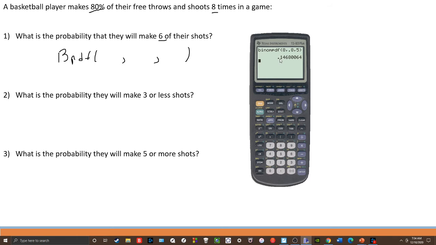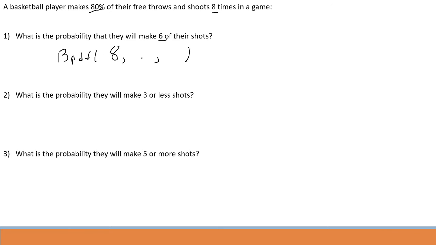So that tells us it's about a 15% chance. Now, just to note that, again, it has to be done in this order. If I switch the 8 and the 5, for instance, let's say I put the 5 here and the 8 here, then it's going to give me 0, because if you only try 5 times, the chance that you're going to get 8 wins is 0, because you can't get more wins than you have tries. So it goes N, P, X. That's how you write it in the calculator. N first, then P, then X. Otherwise, if you flip values, you're going to get the wrong answer.